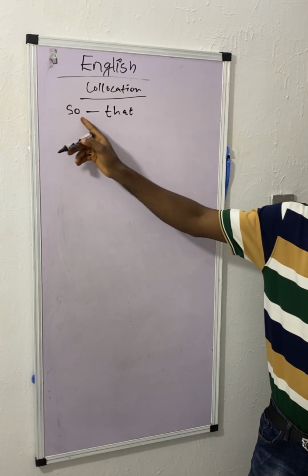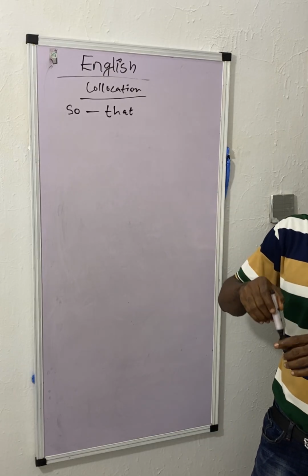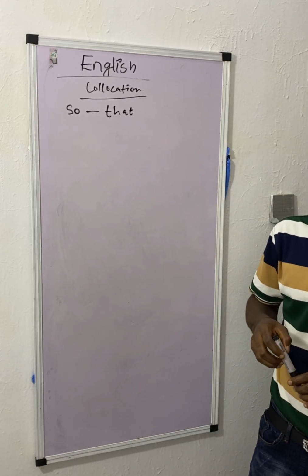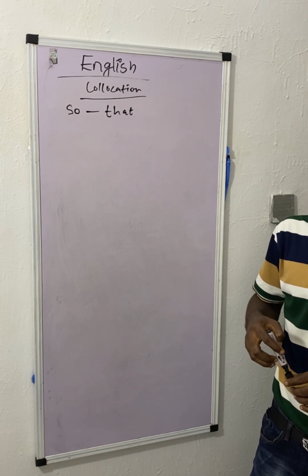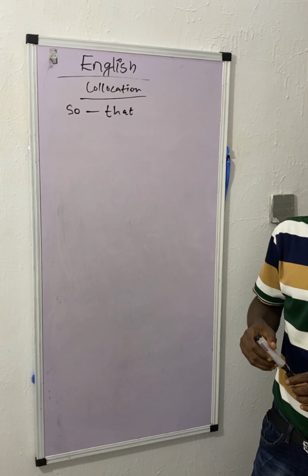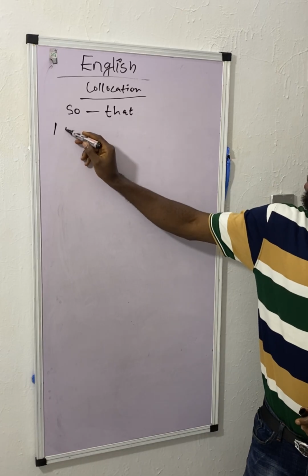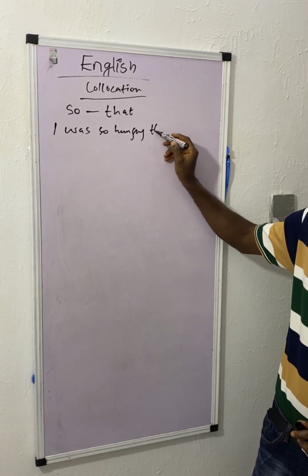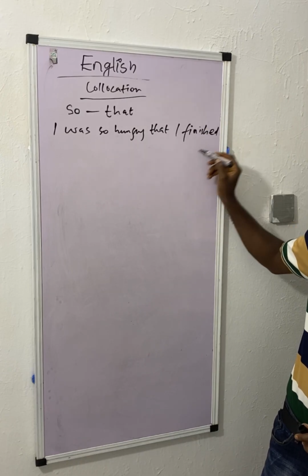If you use so and you don't use that, most of the time, it makes the sentence grammatically incorrect. For example, I was so hungry that I finished the food. That's correct. I was so hungry that I finished the food.